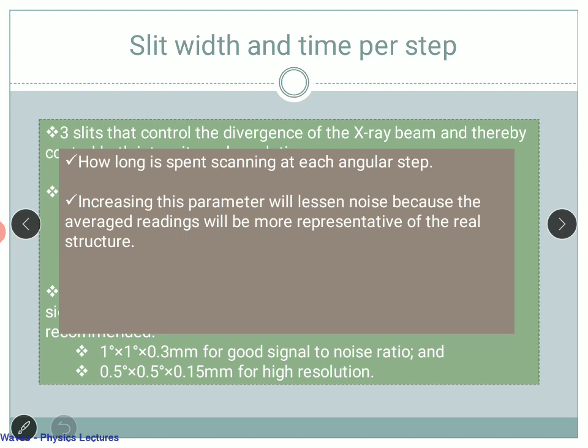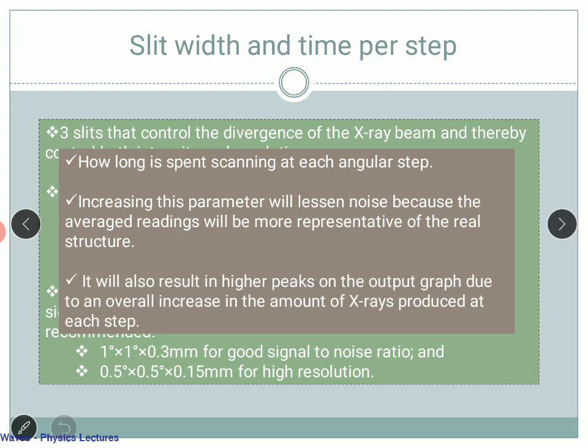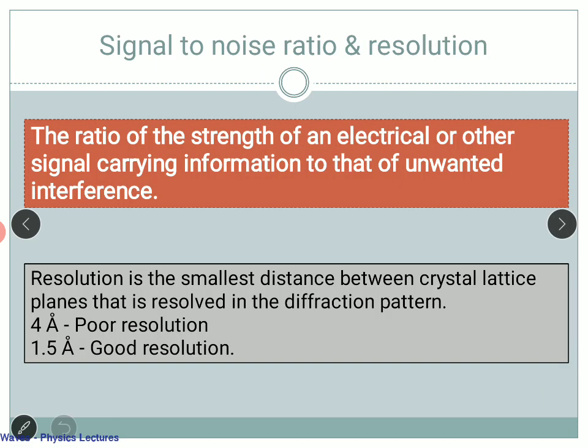Increasing this parameter will lessen the noise, because the average reading will be more representative of the real structure. If you are scanning a particular point for more time, the noise will definitely reduce, because you are going to get more and more signal from the crystal structure, and it will represent the crystal structure and not any stray signals. It will also result in higher peaks on the output graph due to an overall increase in the amount of X-rays produced at each step. This is self-explanatory. If you increase the time, you are going to get more signal, the intensity is going to be more, because you are going to get more and more X-rays from that particular crystal plane.